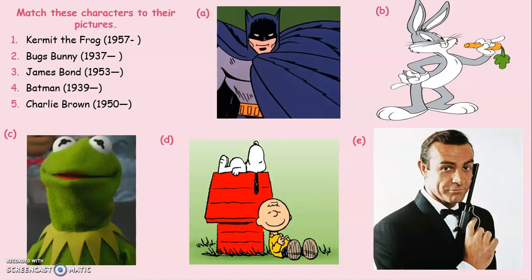So the answers. Number 1, Kermit the Frog is C. Number 2, Bugs Bunny is B. Number 3, James Bond is E. Number 4, Batman is A. And number 5, Charlie Brown is D.